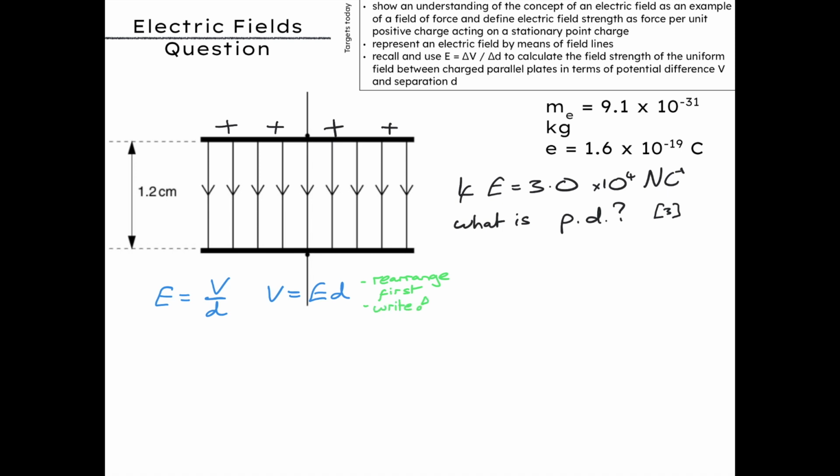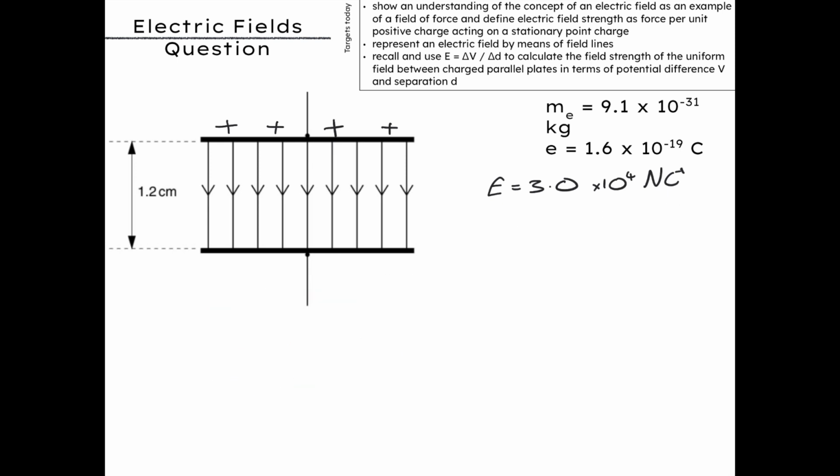So, V equals 3 times 10 to the 4 times 1.2 times 10 to the minus 2, don't forget to use meters, giving us 360 volts. Next, for another 3 marks, what would be the acceleration of an electron if placed in here, assuming it's in a vacuum?